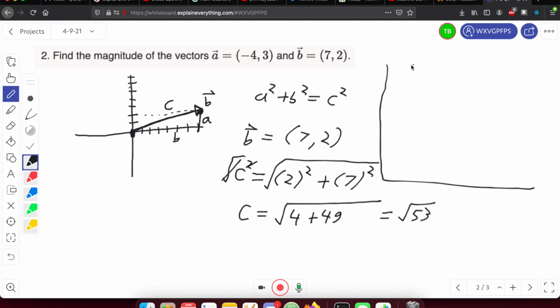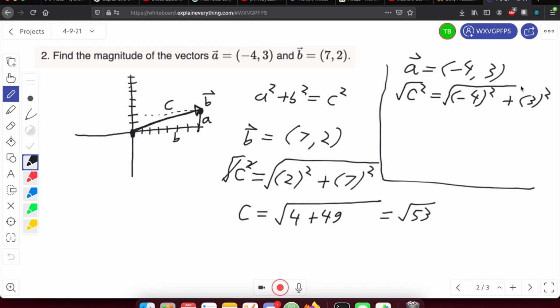So we have the vector a is equal to (-4, 3). Now again, just in order to find the length of it, we're going to plug it into the Pythagorean theorem. Take the square root of both sides to find c. This cancels with the square.